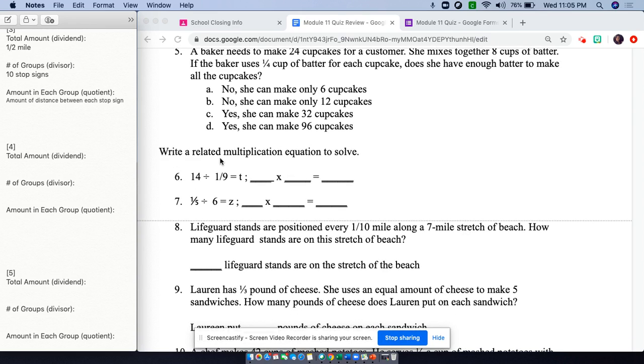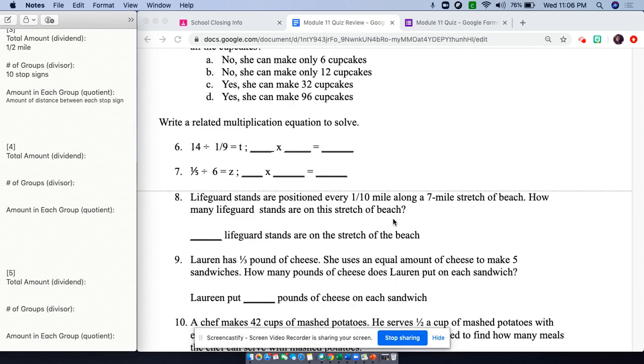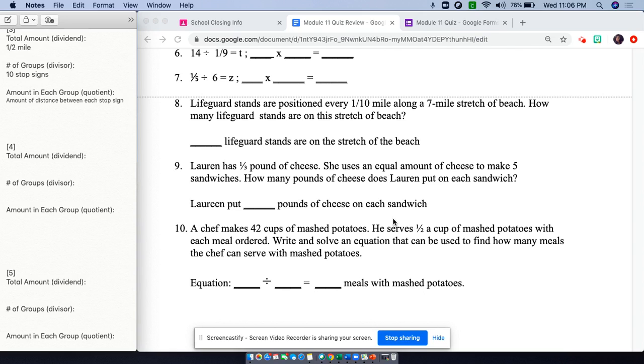Here, again, you are just writing a related multiplication equation to solve. You are going to keep, change, flip as your equation, and then tell me what you got as your answer. Same thing here, keep, change, flip. What did you get as your answer? And finally, for 8, 9, and 10, it is the same thing. You are reading the word problems, and now you are responding in short answer to the word problems.